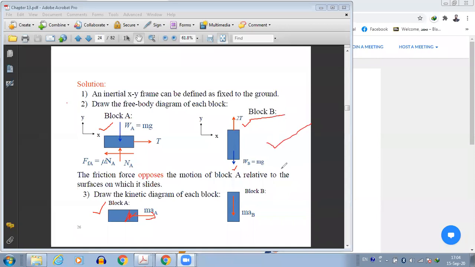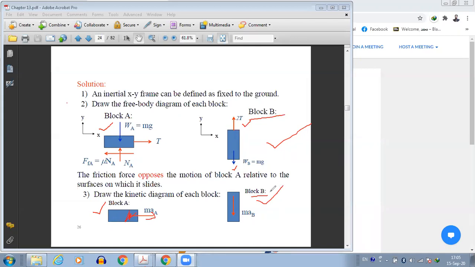Very important diagram. Block B might be moving up or down. Okay, let's say it is moving down. So we draw an arrow in the downward direction and write m a_B, because summation F equals ma. So it will be m a_B. That will be the kinetic diagram for block B. Kind of a useless diagram, but you have to draw it.